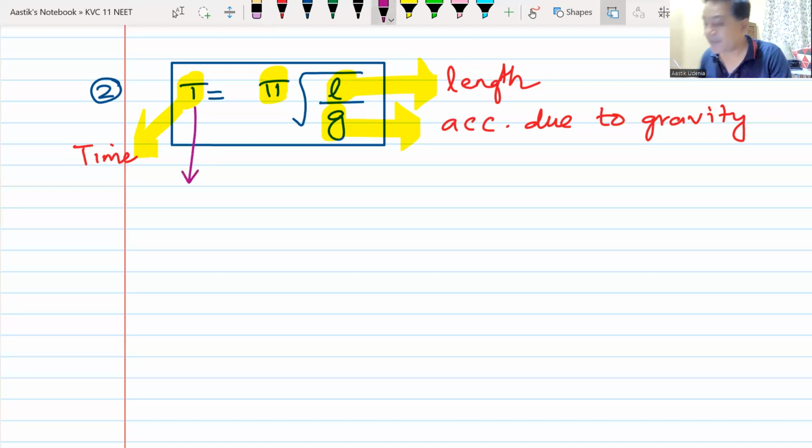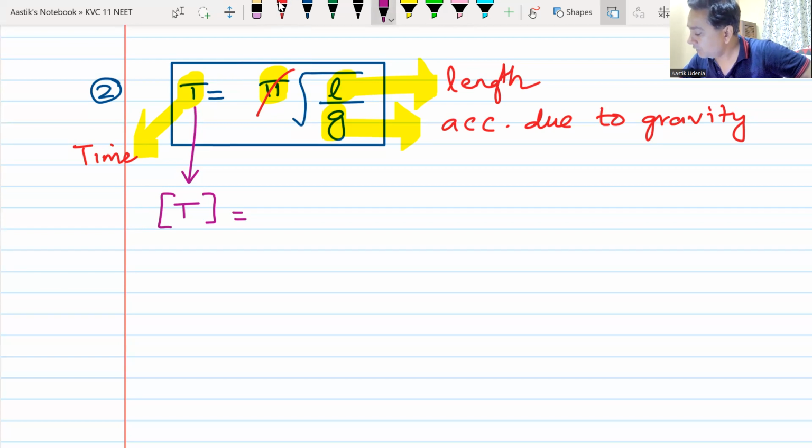T is time period. I'm going to check the dimension. Dimension of time period is capital T. Do we understand this? Yes or no? Let us look at the other side. What is the dimension of pi? Pi is a number. I can't have dimension of a number, so this goes away. It does not have any dimension. I'm not going to write the dimension.